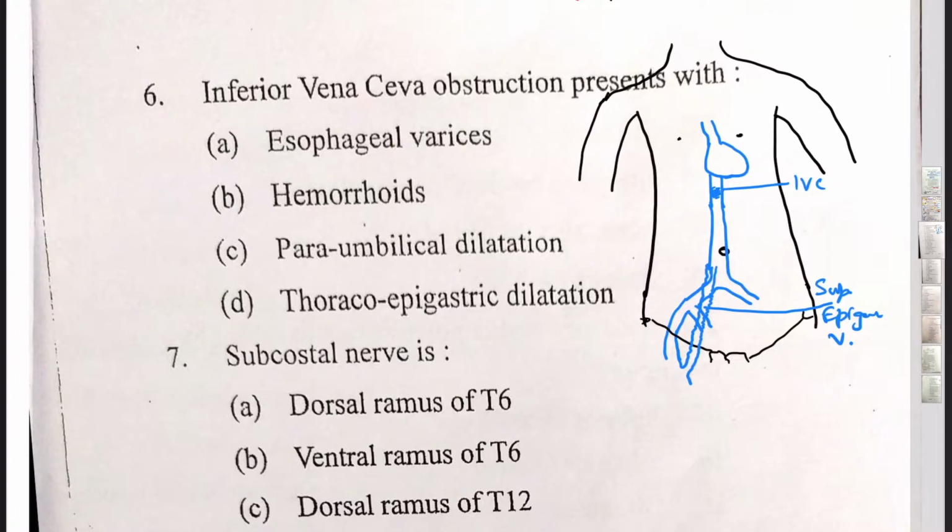Now look here, what we're talking about is this SVC. Now SVC has the azygos as one tributary, then it divides into right and left brachiocephalic. Brachiocephalics are formed by the joining of the internal jugular and subclavian, right? And remember that the subclavian continues as the axillary vein. Now in the axillary vein, there is the lateral thoracic vein.